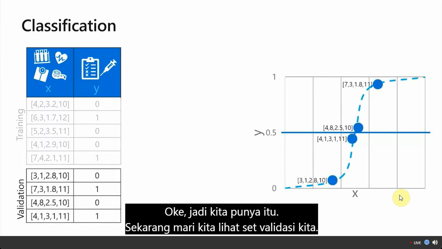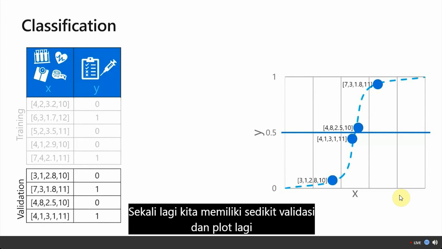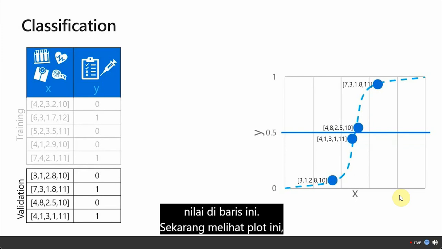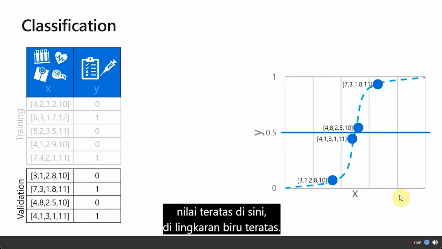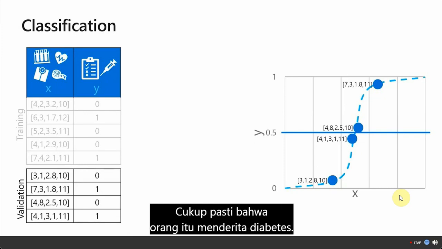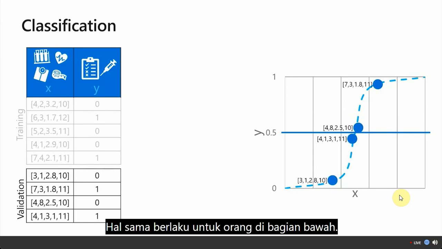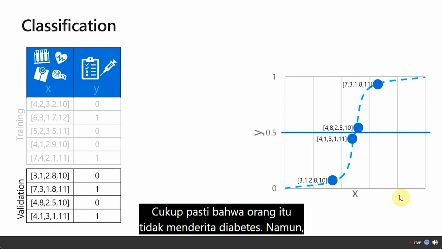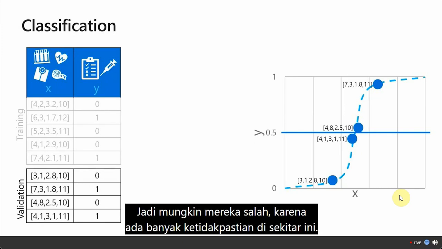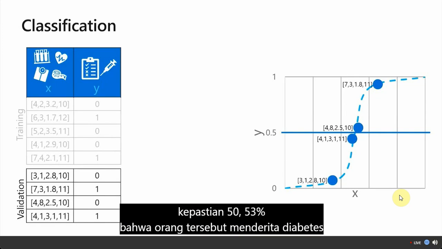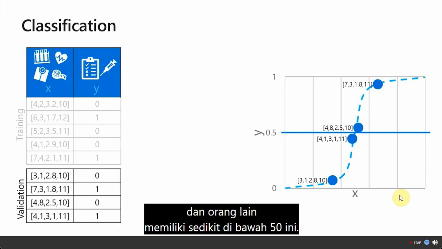Now let's look at our validation set. Again, we have a little bit of validation data, and we plot the values on this line. Looking at this plot, you can see a couple of things. The top value here, the top blue circle, is pretty certain that that person has diabetes. Same goes for the person at the bottom. It's pretty certain that that person does not have diabetes. However, the two values in the middle are very close to this threshold. So maybe they're wrong, right? Because there's a lot of uncertainty around this. The top maybe has like a 53% certainty that the person has diabetes, and the other person has a little bit below this 50.